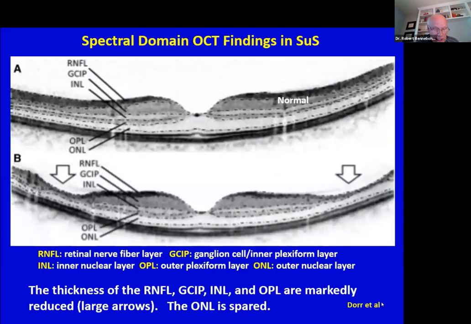Some comments about OCT. OCT can be helpful in diagnosis. Susac syndrome causes ischemic injury to the inner layers of the retina, particularly the retinal nerve fiber layer, as evidenced by the marked thinning of the inner layer at the 2 large arrows on this slide. The outer layers of the retina are typically spared. Remember that the inner layers are supplied by the retinal vasculature, whereas the outer layer is supplied by the choroid vasculature.